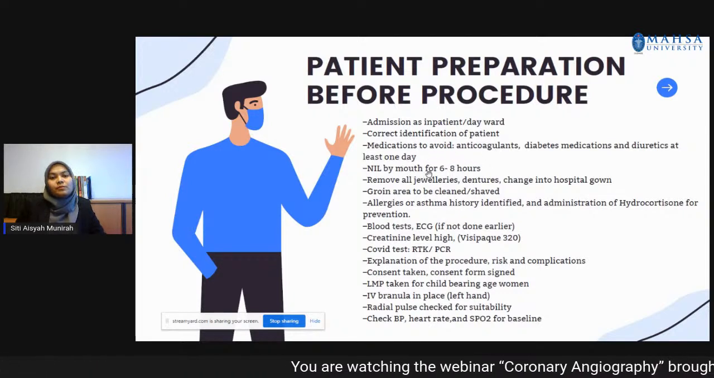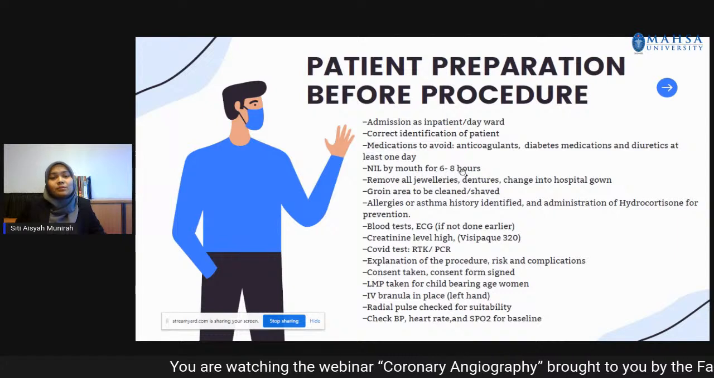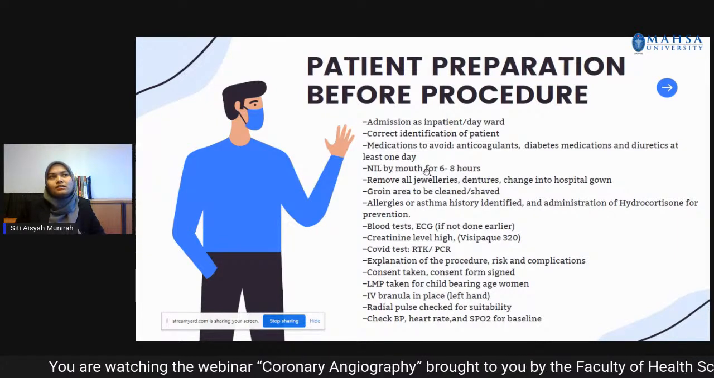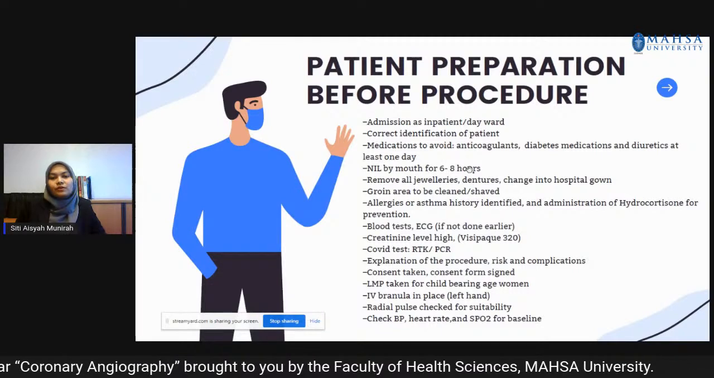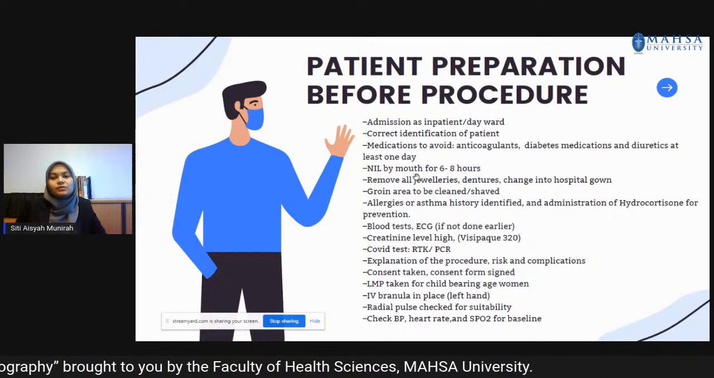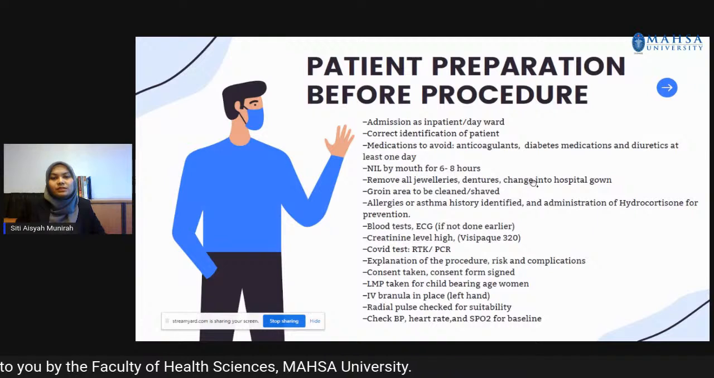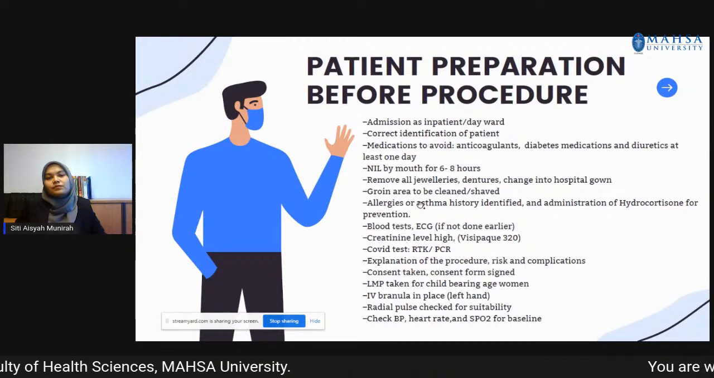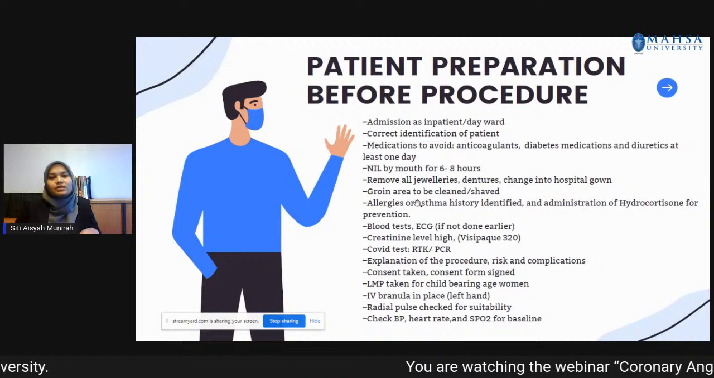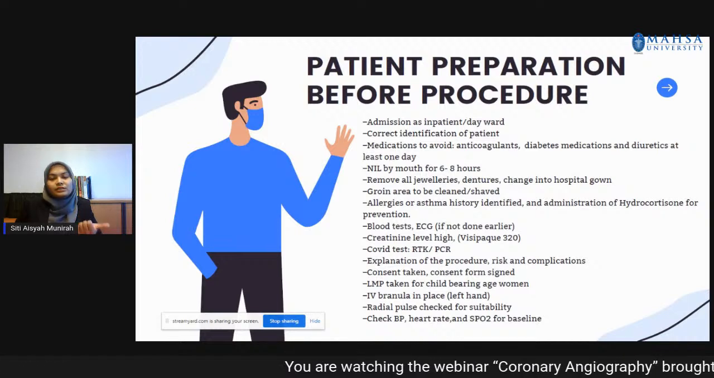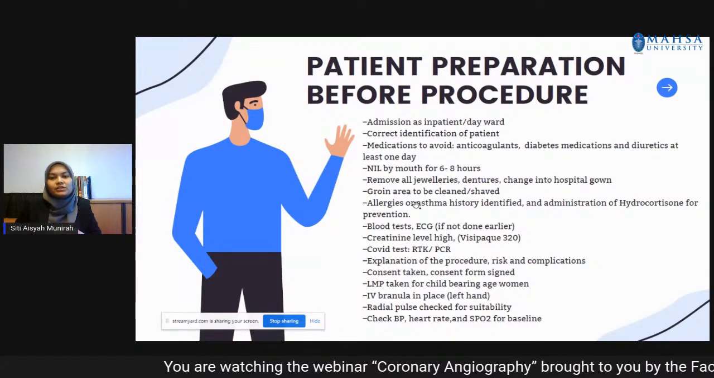Nil by mouth for 6 to 8 hours before. Nil by mouth, the patient has to fast 6 to 8 hours before the procedure. Remove any jewelry and change into the hospital gown. And the area of interest, for example the site that will be accessed, such as the femoral artery joint area, needs to be seen and shaved.